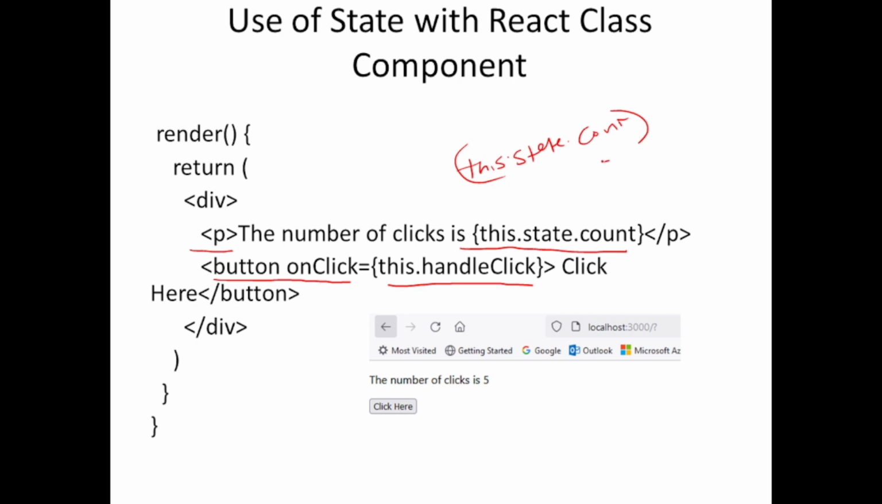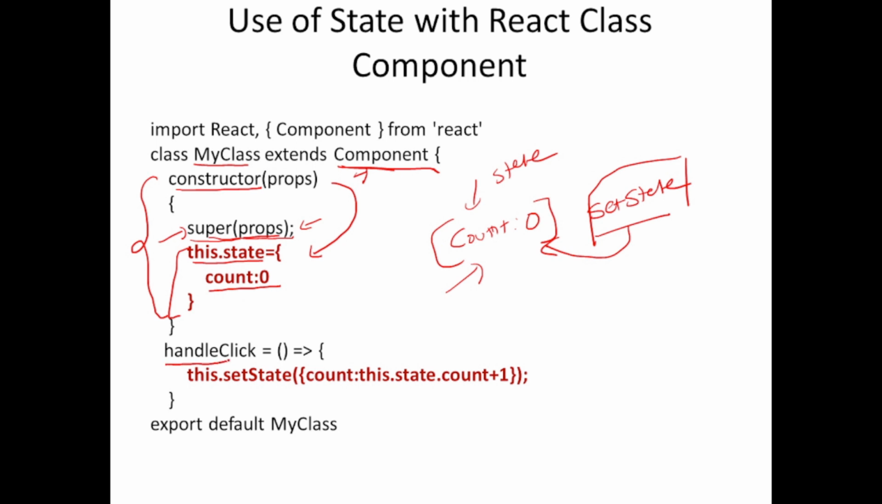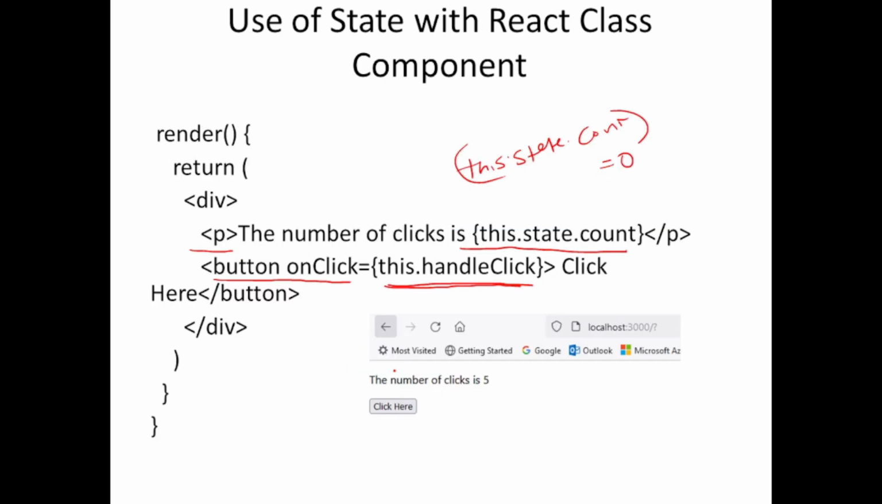So this.state.count initially will be 0. So here the number of clicks initially will be 0, and that will be the output. Once the user clicks this, this event handler runs. Inside the event handler handleClick, we are accessing this.setState. I told you this state variable can be manipulated only using the setState method. And how are you changing the value? this.state.count plus 1 is assigned to count. So every time the user clicks this, count will be incremented by 1.